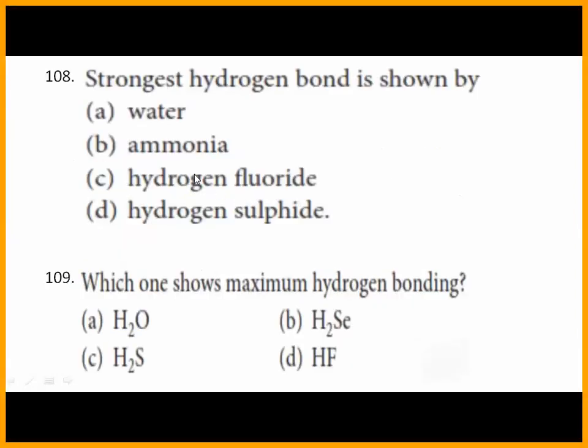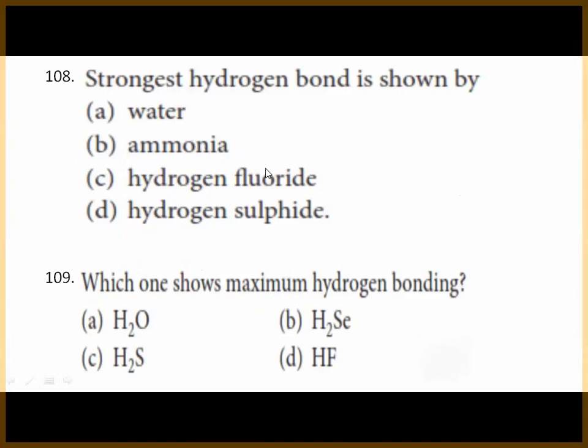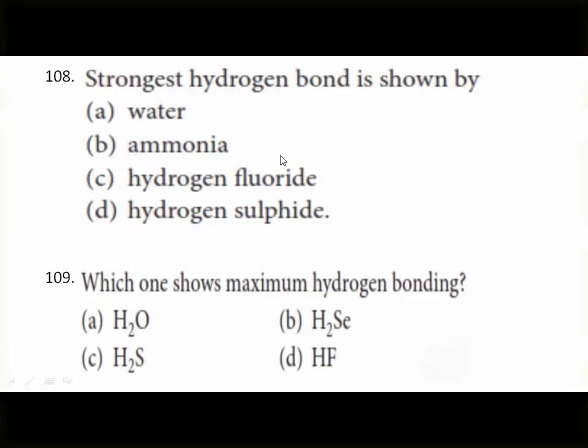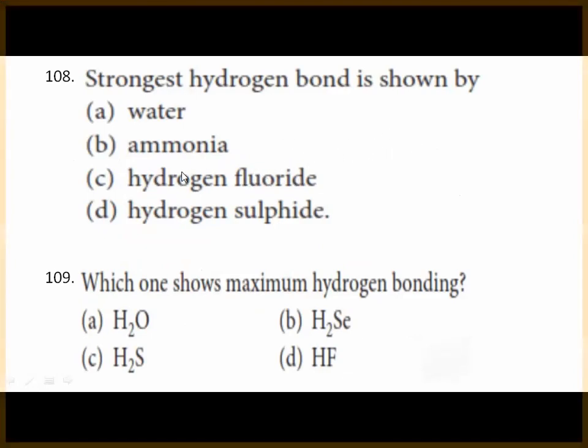Strongest hydrogen bond is shown by water, ammonia, HF, hydrogen fluoride, H2S. In H2S, there is no hydrogen bond. It is between H and the most electronegative atom, either fluorine or oxygen or nitrogen. Where it is more? Where electronegativity is more. Among fluorine, oxygen and nitrogen, the most electronegative is fluorine. So HF has the strongest hydrogen bond.